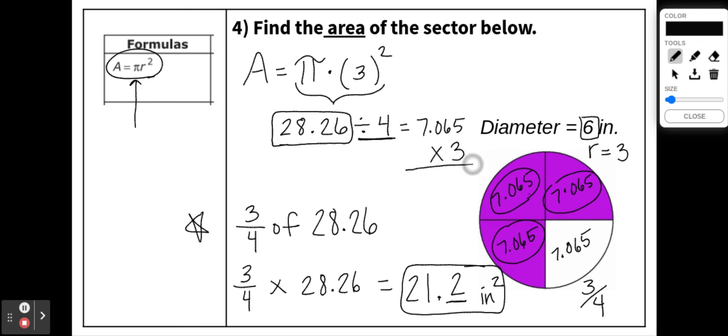Now, if you multiplied that 7.06 times 3, you would also get 21.2 square inches. You get the same answer. It's just that it takes a couple more steps to do that. So you may want to use the fraction when you see multiple parts shaded, okay, 3/4 of the circle.